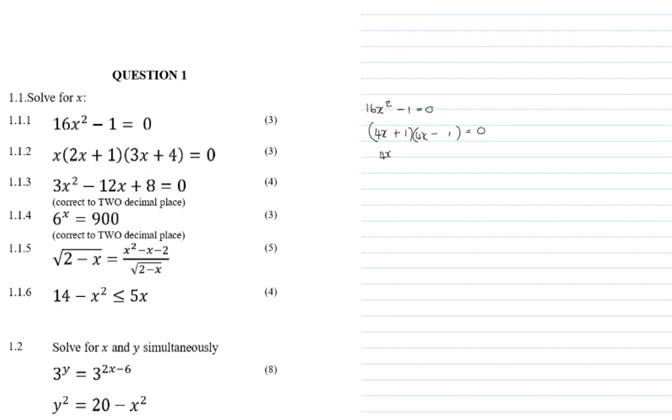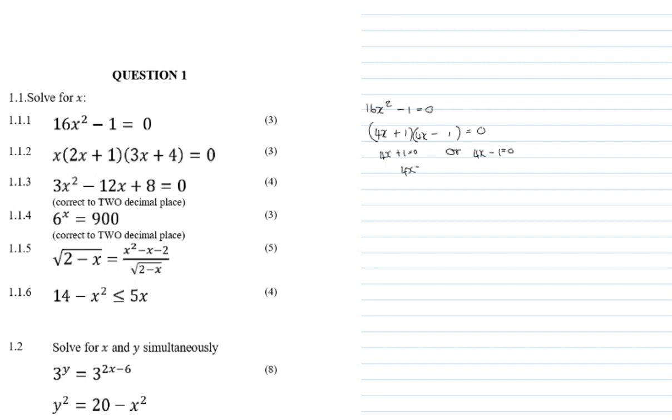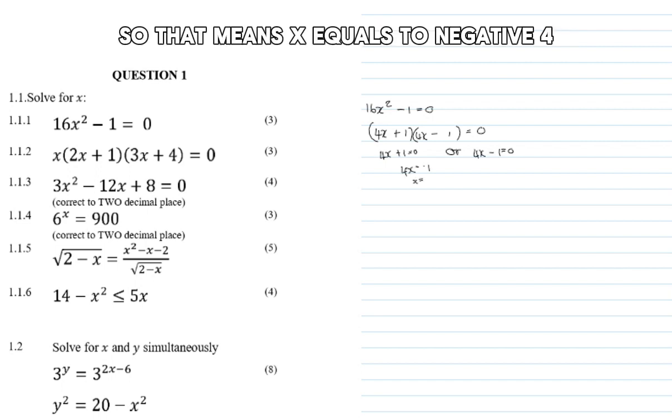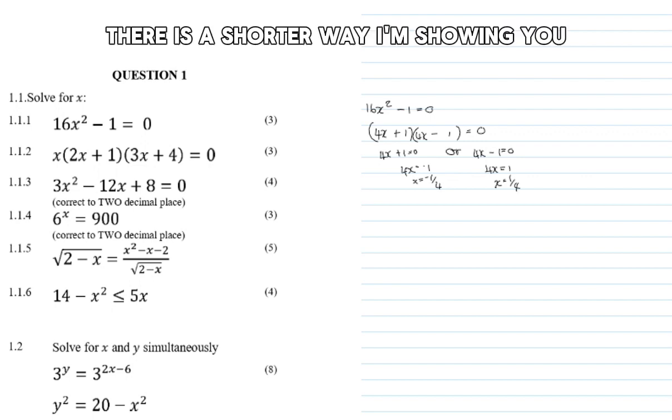What I have now is called a zero product. So I know that 4x plus 1 is equal to 0, or 4x minus 1 is equal to 0. So now we have 4x equals negative 1, so that means x is equal to negative 1 over 4. Or we could have said 4x is equal to 1 and x is equal to 1 over 4. There is a shorter way. I'm showing you.